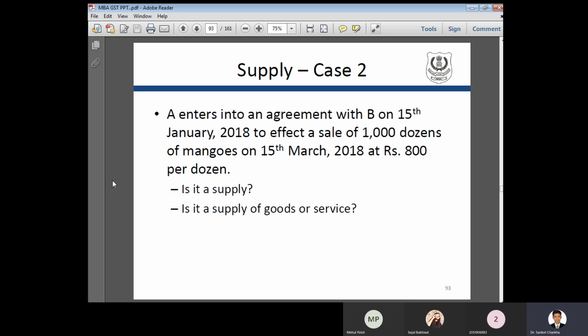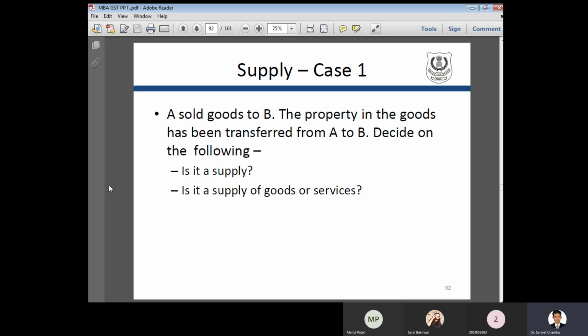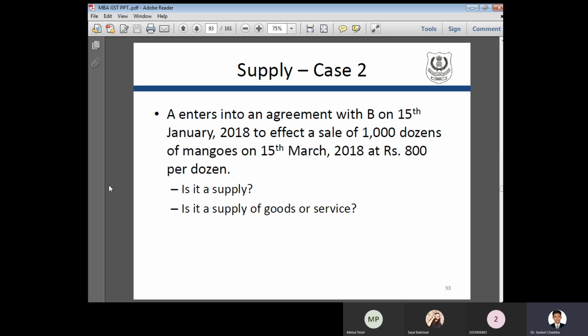पहले इसमें कॉन्ट्रैक्ट ऑफ सेल था, यानी आपका कॉन्ट्रैक्ट परफॉर्मेंस से आपको सप्लाई होना चाहिए. दूसरे इसमें आपका एग्रीमेंट है, लेकिन एग्रीमेंट कब है? आपको एक फ्यूचर डेट में कंडक्ट करना है, बट स्टिल इट इज कॉल्ड एज अ सप्लाई. व्हाई? बिकॉज इट इज बिटवीन द पार्टीज.